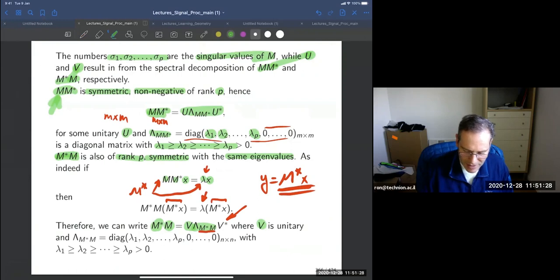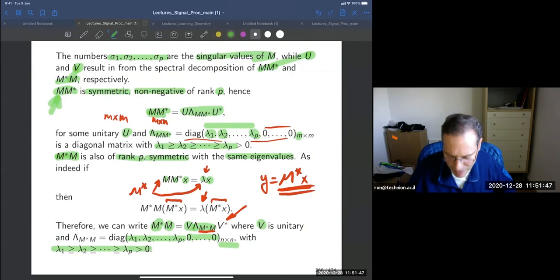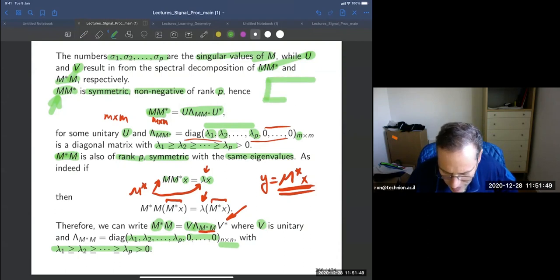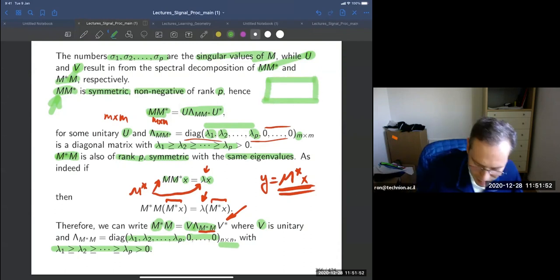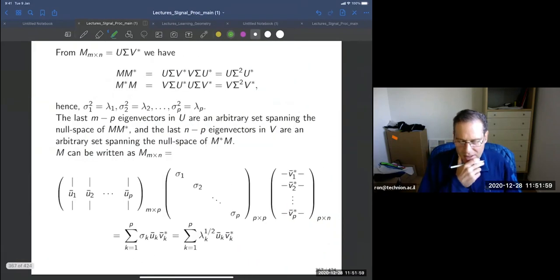And this is the diagonal matrix, which is exactly the same as before until P, but then I have a different set of zeros. It depends if n is larger or smaller than small m. And again, we order them in the same order. So what we can see is that if we have a matrix which is not any given matrix, we can diagonalize it using something called singular value decomposition. Some more properties, okay? What else can we say?